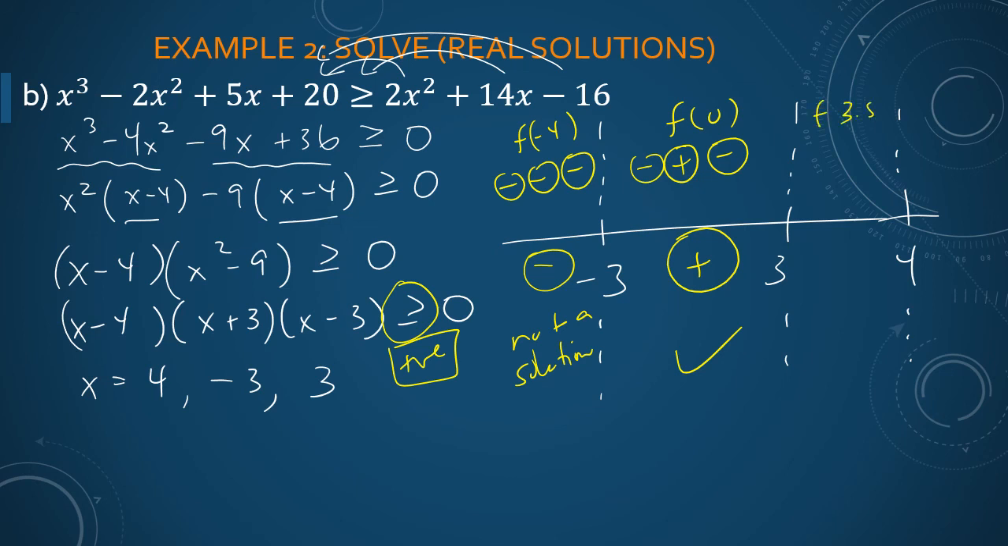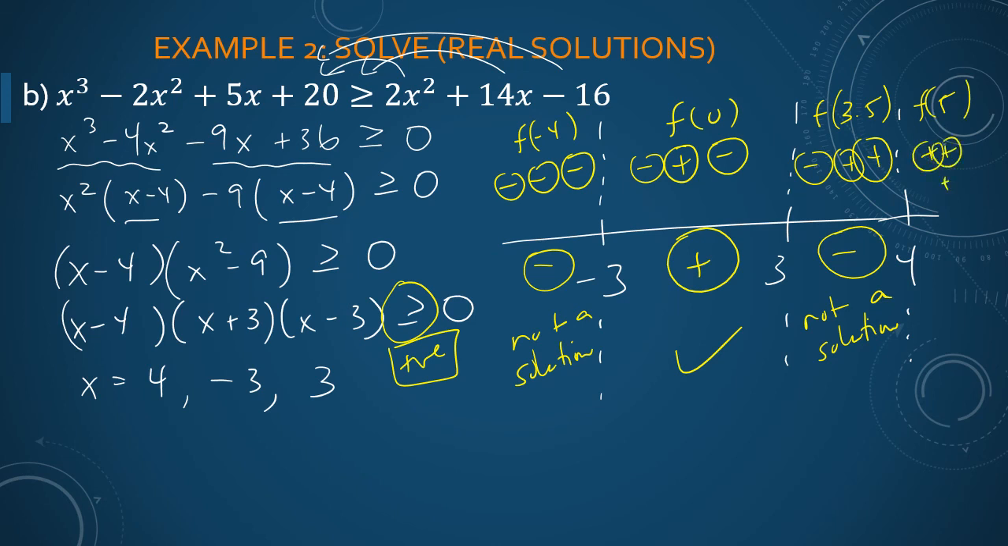Pick a number between 3 and 4. Let's say, I don't know, 3.5. That's going to be negative, positive, and positive. Negative, positive, positive makes a negative, not a solution. And then pick a number bigger than 4. Let's say 5. That's going to be positive, positive, positive. Overall, that's a positive. That is a solution.